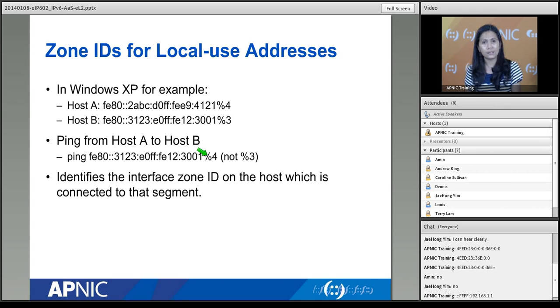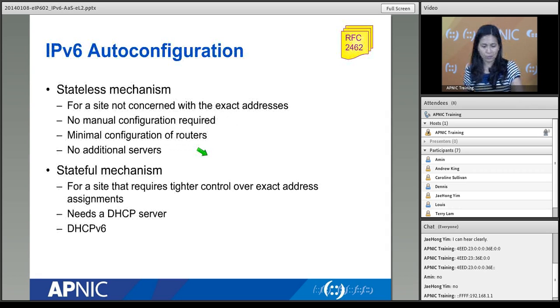Zone IDs are unique in each machine, not just each operating system, and they are only locally defined. There is no way for host B to know which zone IDs you're using. It's just locally defined. Okay, just to make that clear.